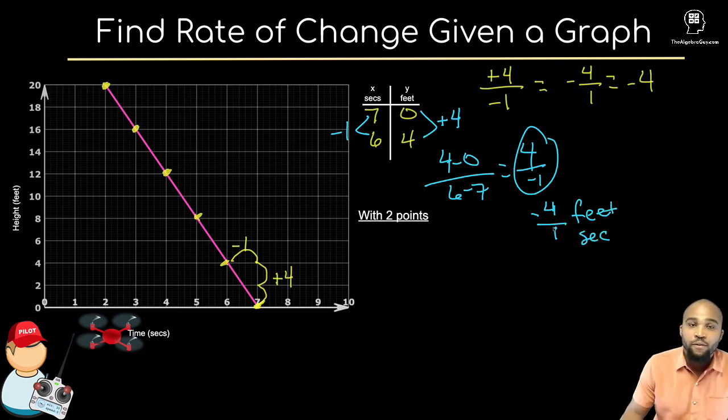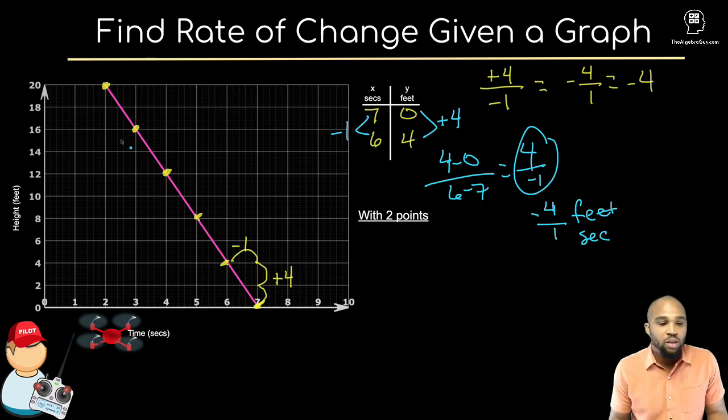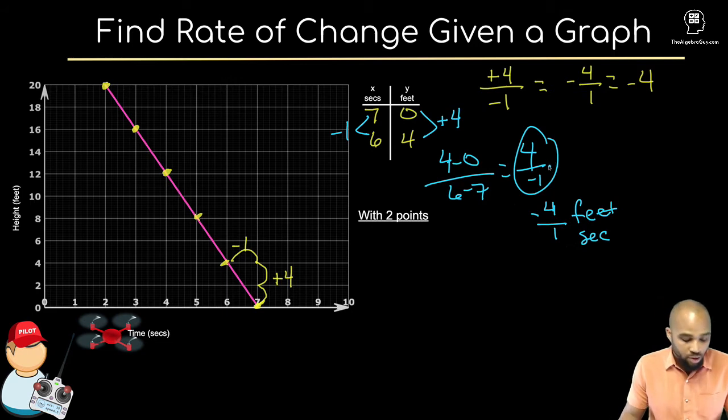So I'm going to say it's going down 4 feet for every 1 second. So it's going down 4. This is the down part, the negative. It's going down 4 feet every second. So that's how you would think through that as a rate.